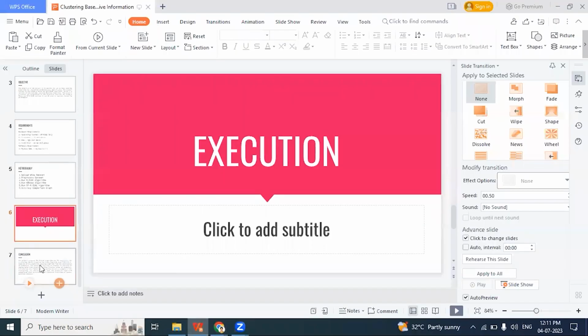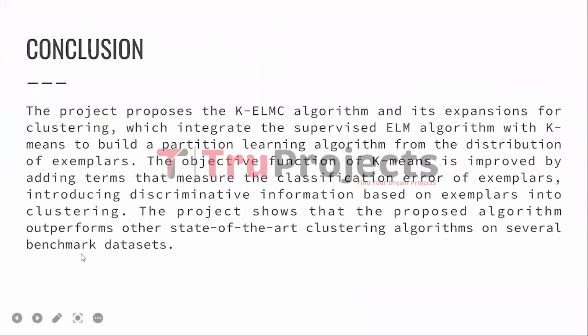Finally, I conclude that the project proposed the KELMC algorithm and its expansions for clustering, which integrate the supervised ELM algorithm with K-means to build a partition learning algorithm from the distribution of exemplars. The objective function of K-means is improved by adding a term that measures the classification error of exemplars, introducing the discriminative information based on exemplars into the clustering. The project shows that the proposed algorithm outperforms other state-of-the-art clustering algorithms on several benchmark datasets.